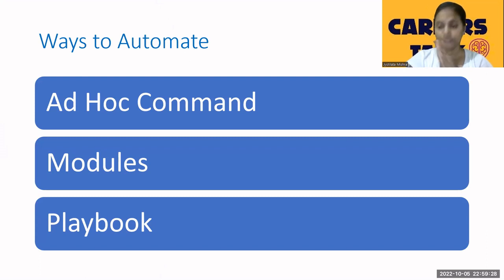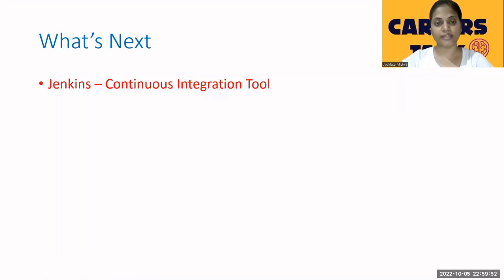Third and last is the playbook, where you are running multiple modules. You can consider a module as a single page, and if you have multiple modules, you can create that using playbooks. The playbook part I'll cover in the next session. Ideally in the next session I had to start with Jenkins, but due to this I'll first give you an overview of Ansible playbook, and then we'll start with the theory part of Jenkins.